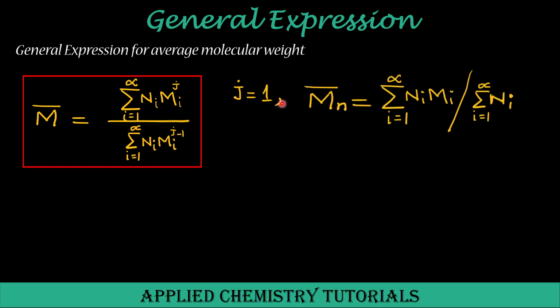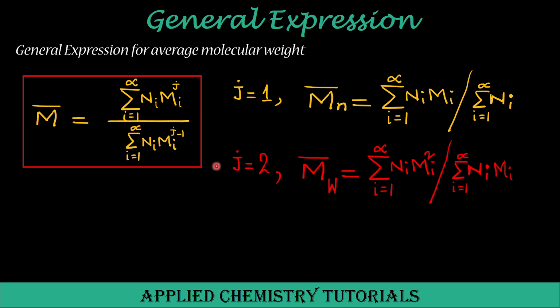Now if we plug in the j value as 1, then this will be Ni Mi and this will be only Ni, because j minus 1 will be 0 and Mi to the power 0 will be 1. So the expression will be summation of Ni Mi from i equal 1 to infinity divided by summation of Ni from i equal 1 to infinity. This is the expression of Mn bar. So if we put the value j equal 1, we will get Mn bar.